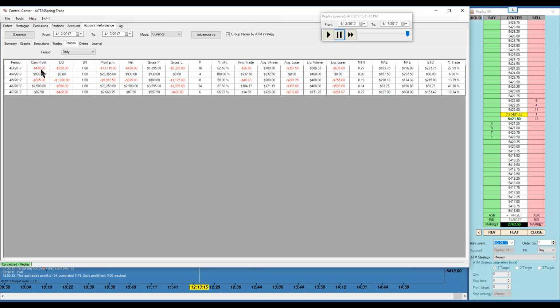We lost 430 on the first day. You remember that. Then we made 930. Then we lost again 325 on Wednesday. Made an astounding 2,500. And then 87.50. And I'm not sure because part of this calculation of we hit 1,100 here. This should be split between these two.